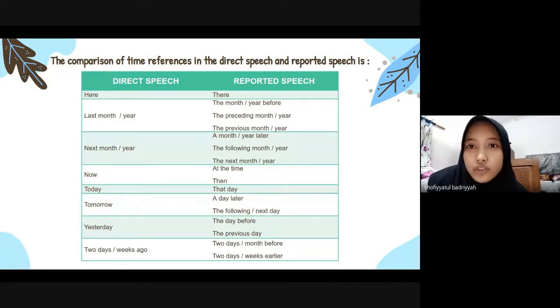The comparison of time reference in the direct speech and reported speech is, the first is here in direct speech to be there in reported speech, and then last month or year in direct speech to be the month or year before, or the preceding month or year, or the previous month or year, and then now in direct speech to be at the time or then in reported speech, and then tomorrow in direct speech to be a day later or the following or next day in reported speech.